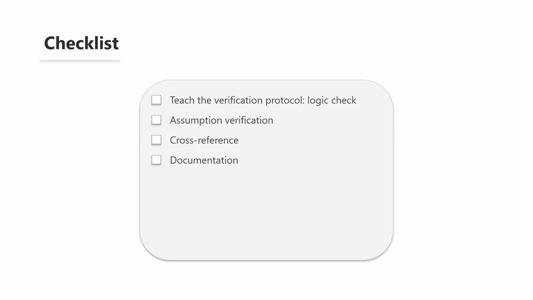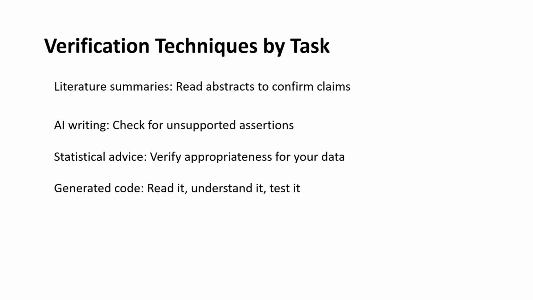Before writing your results section based on this interpretation, have a statistician or methodologically sophisticated colleague review both your analysis and the AI's interpretation. They'll catch domain-specific issues the protocol's earlier steps might miss. This systematic approach prevents AI errors from becoming your errors. Here are specific verification techniques matched to common AI research tasks.